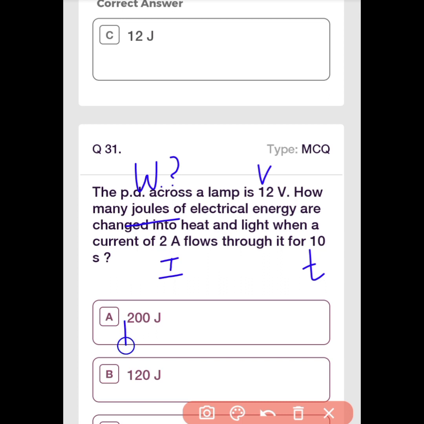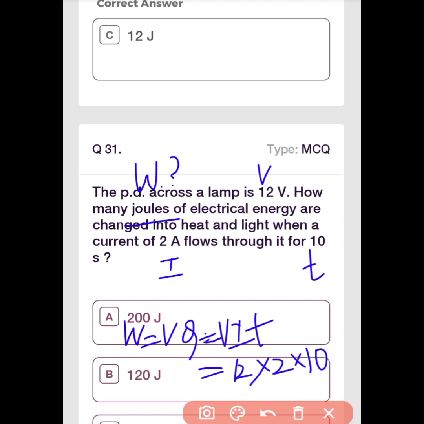So we know the formula. W is equal to V into Q, but Q is not given directly. Current and time are given, so W = VIT. So V is 12, current is 2 amps, and time is 10 seconds. If the time is given in minutes, you need to convert to seconds. If it is given in seconds directly, you can take it as such. If it is given in hours, you have to convert to seconds. So 1 hour equals 3600 seconds. Okay, that way you do.